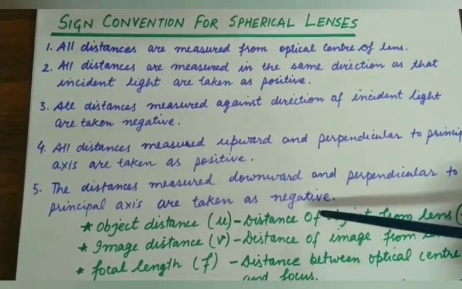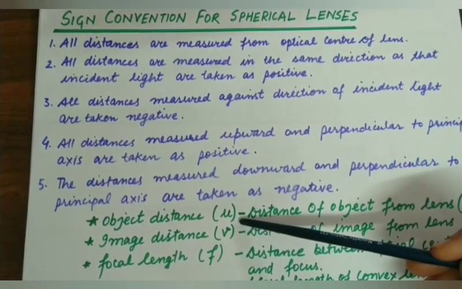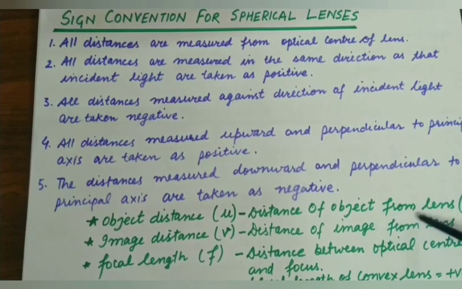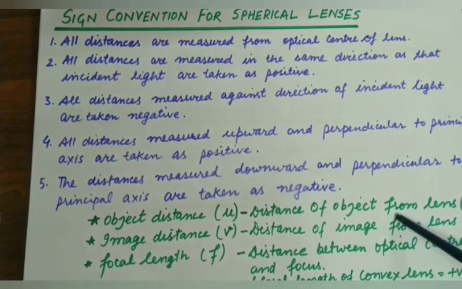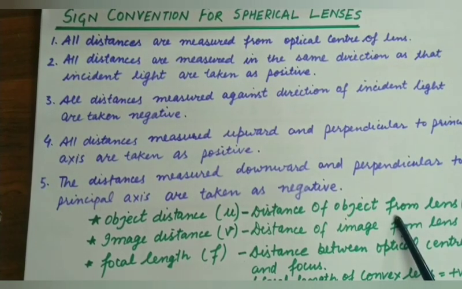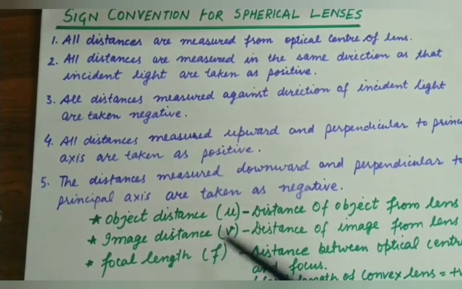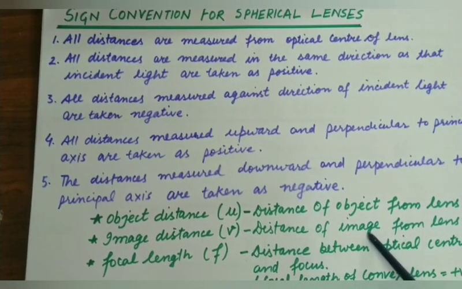Object distance is denoted with U. This is the distance of the object from the lens. The value of the object distance is always negative because it is always measured against the direction of the incident light ray. Image distance is denoted by V. It is the distance of the image from the lens.